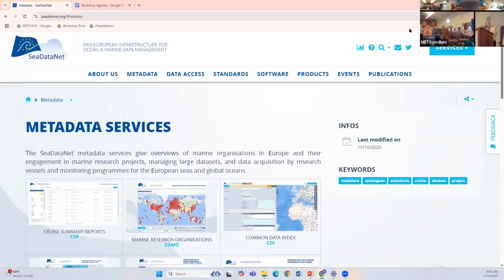There's also CDIs and other things, CSR, cruise summary reports. Your cruises that you have had for your time series might already be in there. They will have codes as well, so it might be just good to familiarise yourself with any of your codes and programs that have already had entries into these catalogs, because they might well be there already.